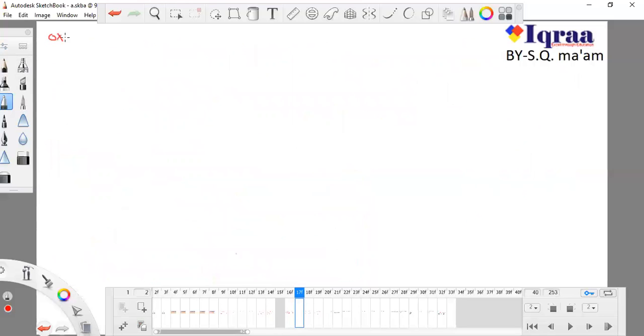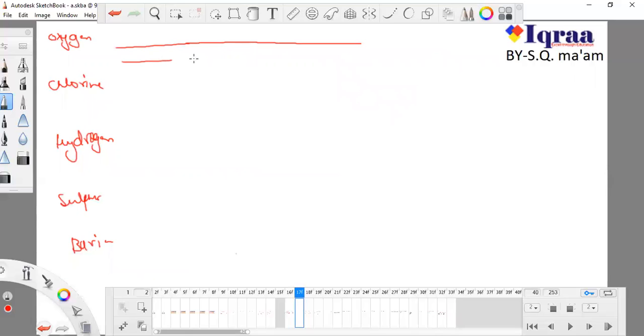Write for oxygen, write for chlorine, write for hydrogen, write for sulfur, write for barium. Make their RHS and LHS sides.